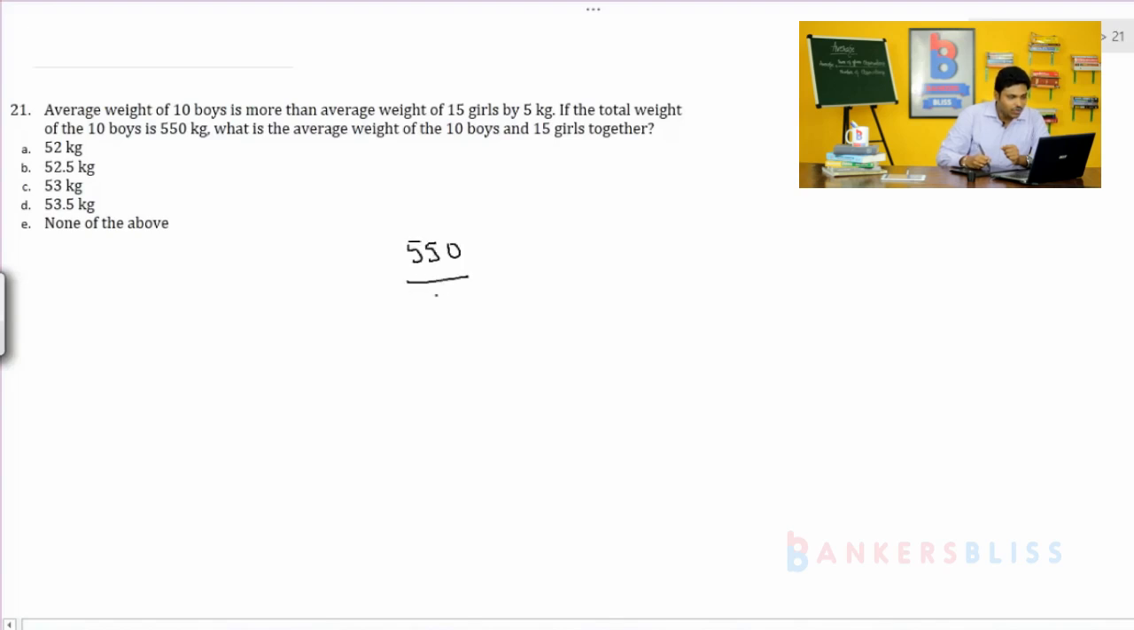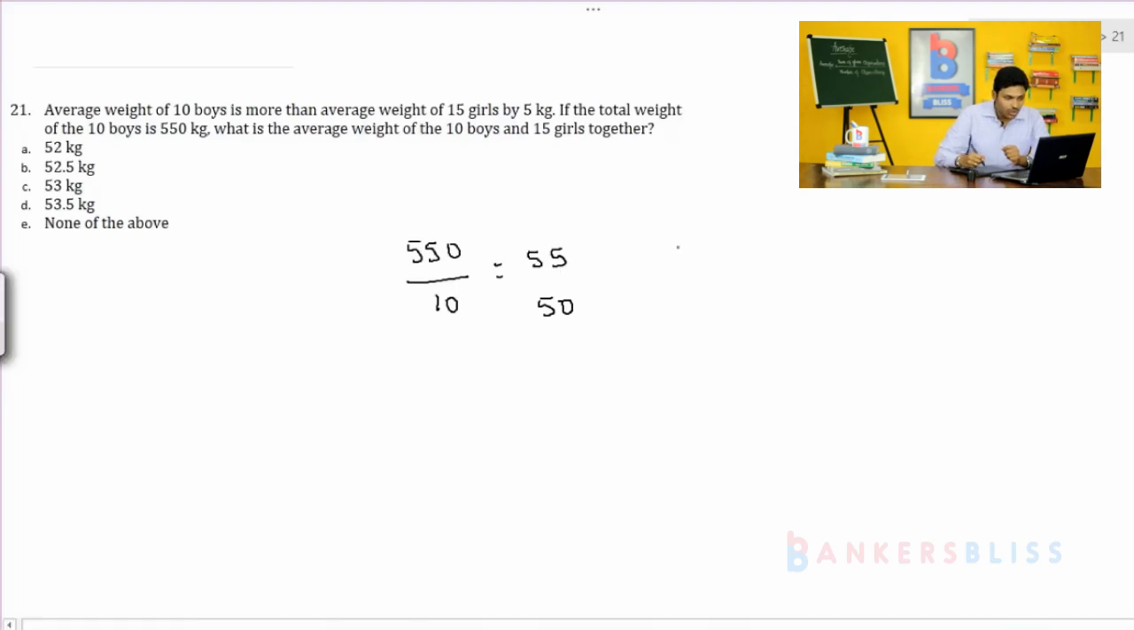So the average weight of 10 boys is 55. In the question they have given that the average weight of 10 boys is more than the average weight of 15 girls by 5 kg. So if the average weight of boys is 55, then the average weight of girls will be 50, because boys are 5 kg more than the girls. Now, what is the average weight of 10 boys and 15 girls?